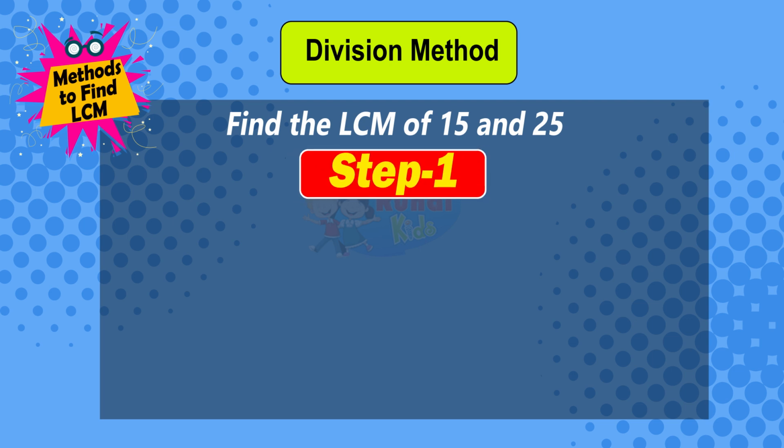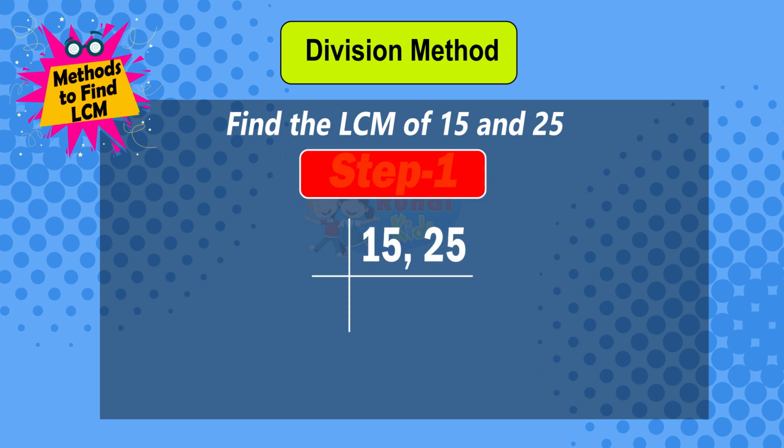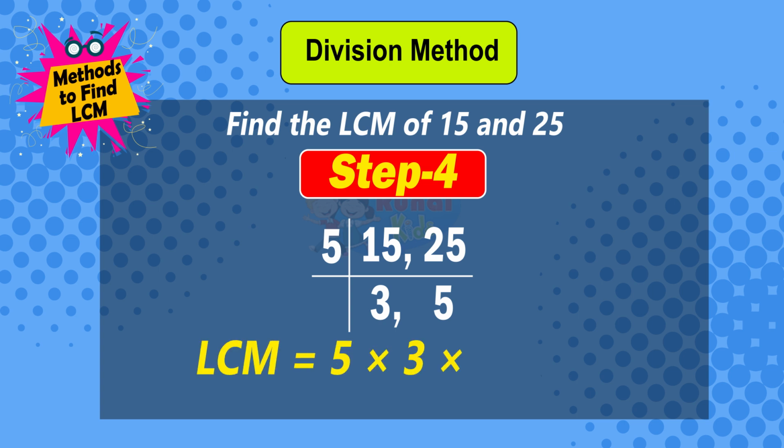Step 1. Write 15, 25. Step 2. Divide by 5. 15 divided by 5 equals 3. 25 divided by 5 equals 5. So we get 3 and 5. Step 3. No common prime factors remain. So 3 and 5 are prime and different. Step 4. LCM equals 5 into 3 into 5 equals 75. So the LCM of 15 and 25 is 75.